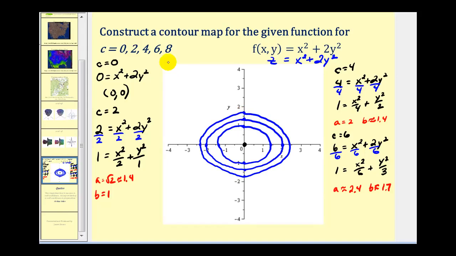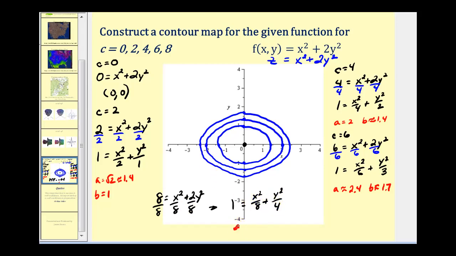And we have one more. Now we need to consider when c is equal to 8. Let's see if we can squeeze it in down here at the bottom. If c is equal to 8, that means z will be 8. So we'll have 8 equals x squared plus 2y squared, divided by 8. That's going to give us 1 equals x squared over 8 plus y squared over 4.